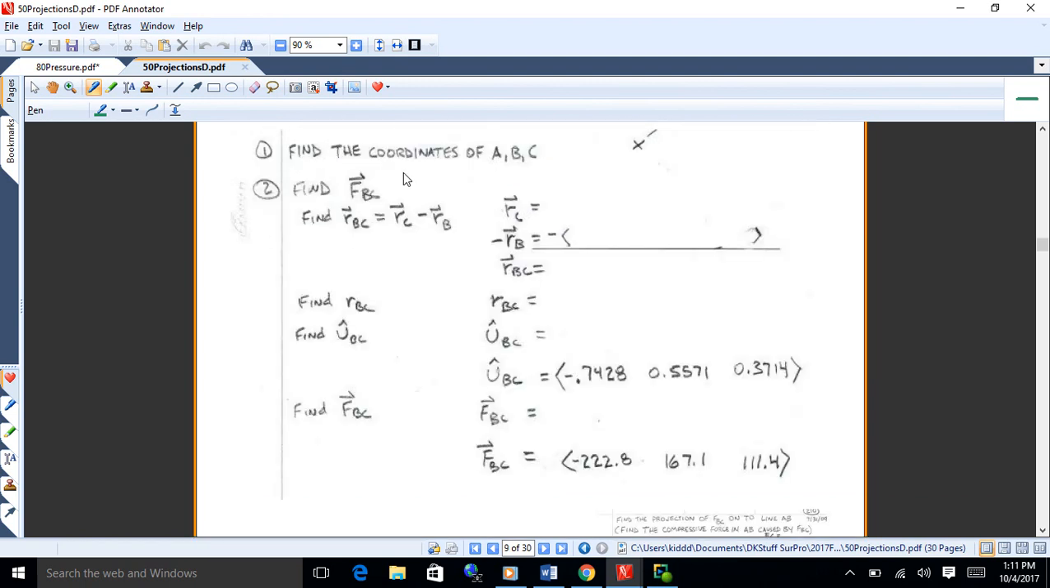All right. So what do we do next? Now we find FBC. Okay, and there are the steps. You find the position vector from B to C. Remember, take RC minus RB. Then you find the magnitude of RBC, find the unit vector, and then find the force vector by multiplying up by the magnitude of the force. So why don't you fill those steps in?